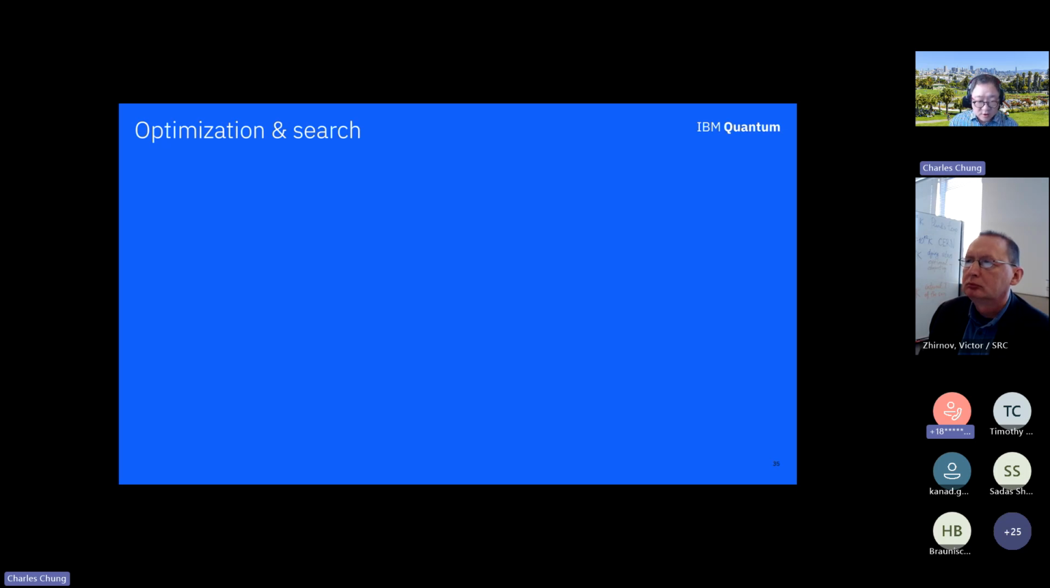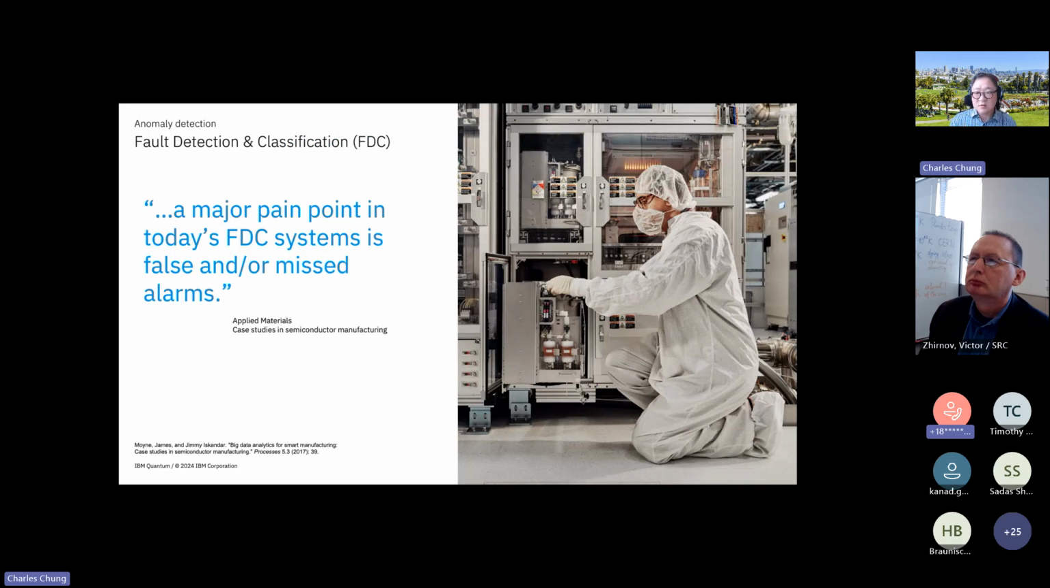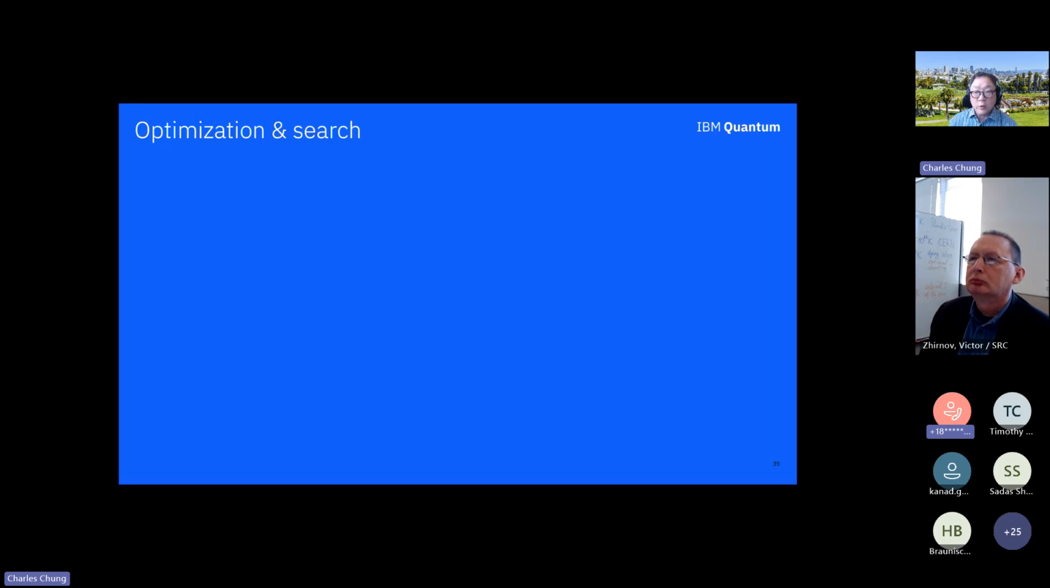Optimization of search is the next section. And so, you have this fault detection. Let's say that our system has detected a fault in a tool in semiconductor manufacturing. And then now the next step would be, okay, what are we going to do about that? A tool has gone down.